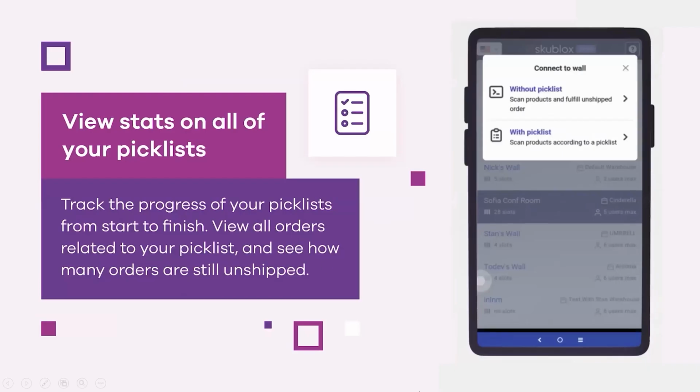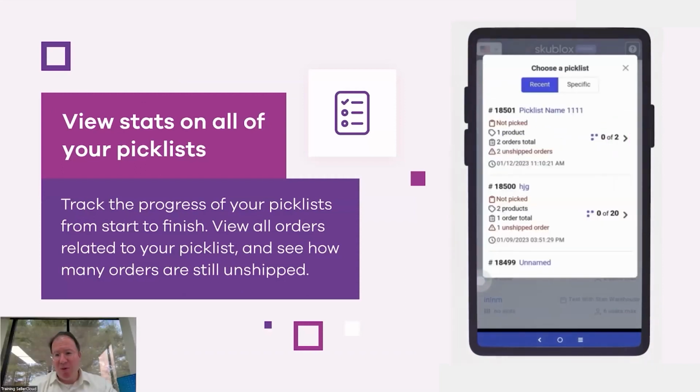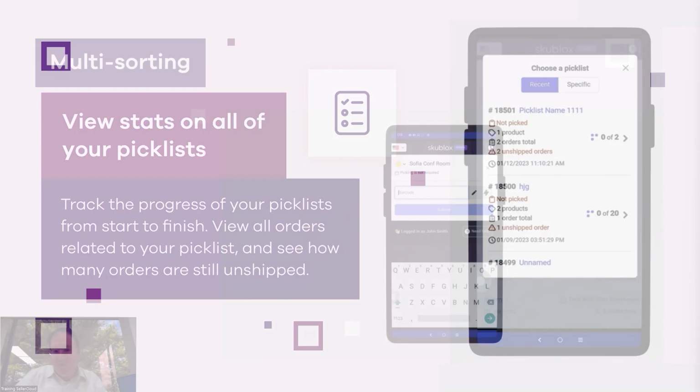Another feature people asked for: there's two options when you want to sort with a pick list. Let's say you want to filter what you're sorting to a specific pick list. You could either put in the pick list number, or you could just select from a series of pick lists. People asked that it should give some basic statistics on the pick list, for example, how many are picked and which ones are unpicked, because in many cases, people only want to see within Skublox the pick lists that are already picked.